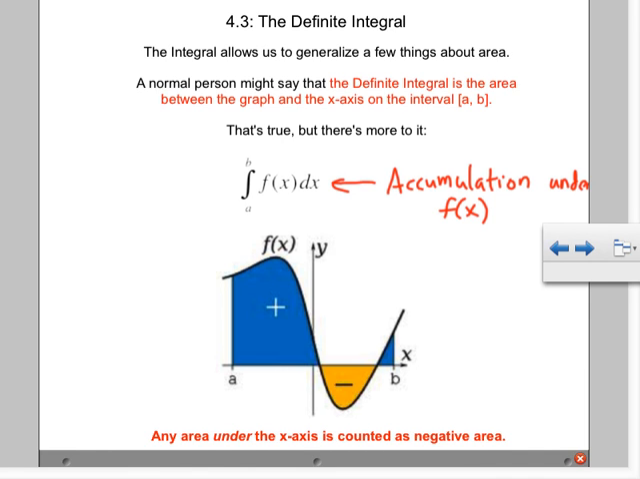So we have this little pictorial representation of what's going to go on. If f of x is above the x-axis, it accumulates positive area. And if f of x is below the x-axis, it accumulates negative area.